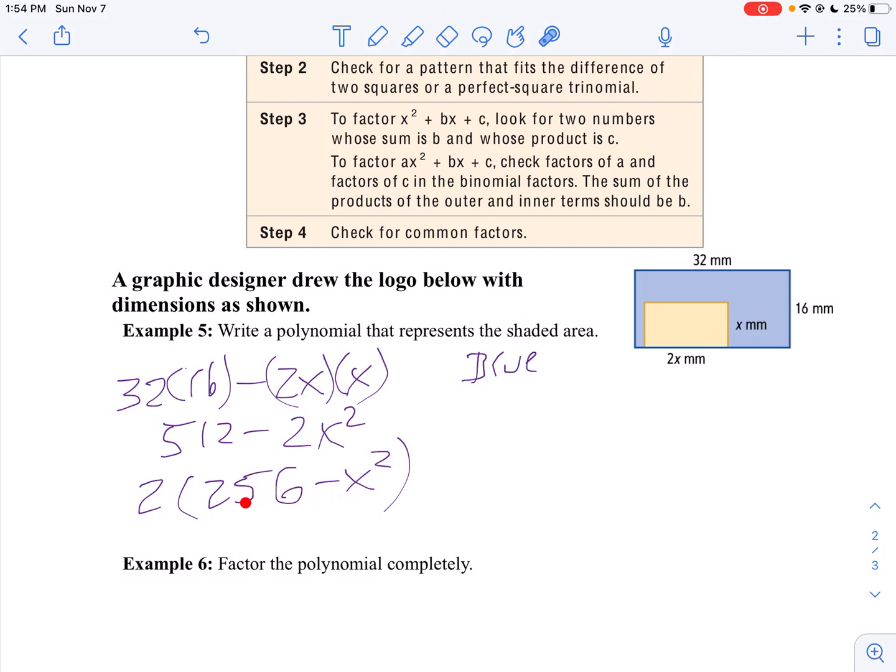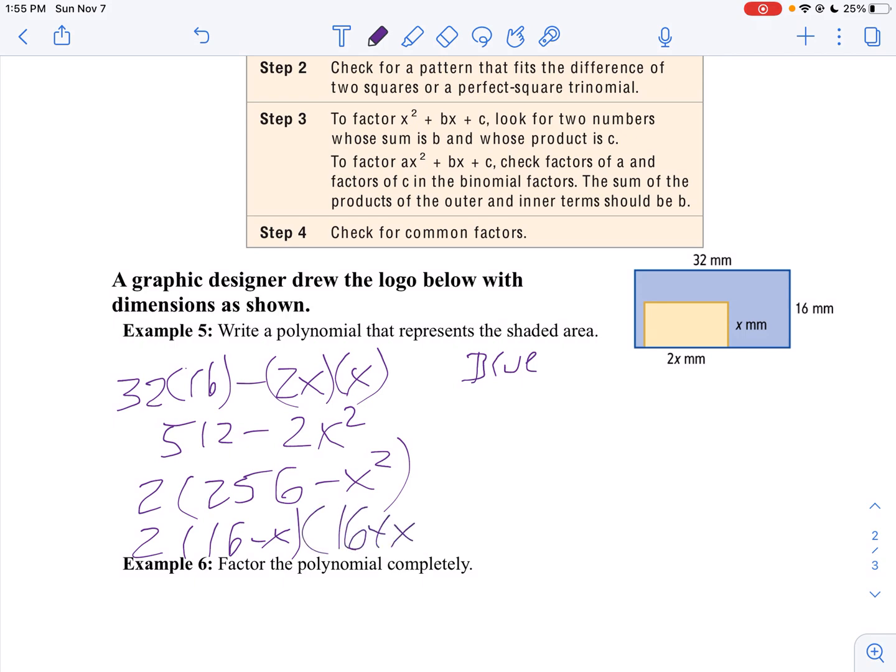Is this a perfect square? Yes, it is, because 16 times 16 is 256. X squared is a perfect square. So I can factor that parenthesis. So I'm going to say 2 times 16 minus x times 16 plus x.